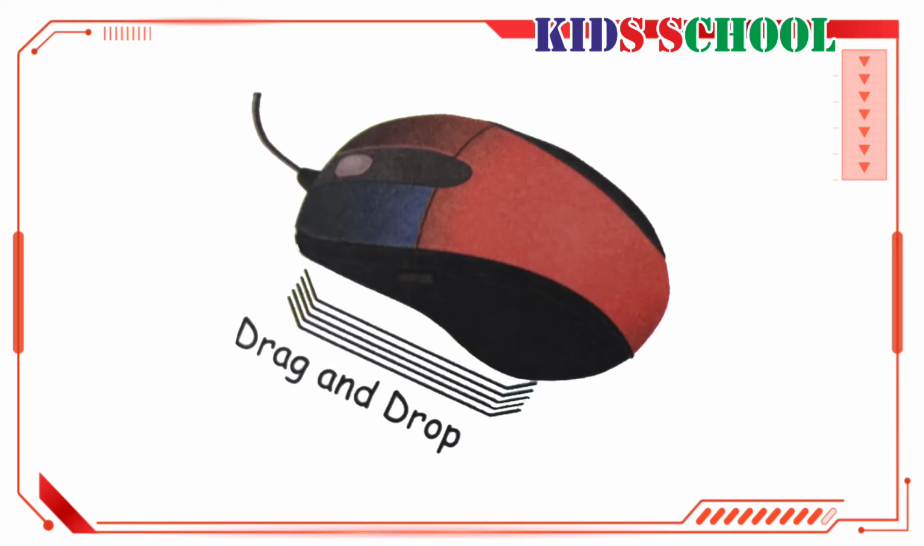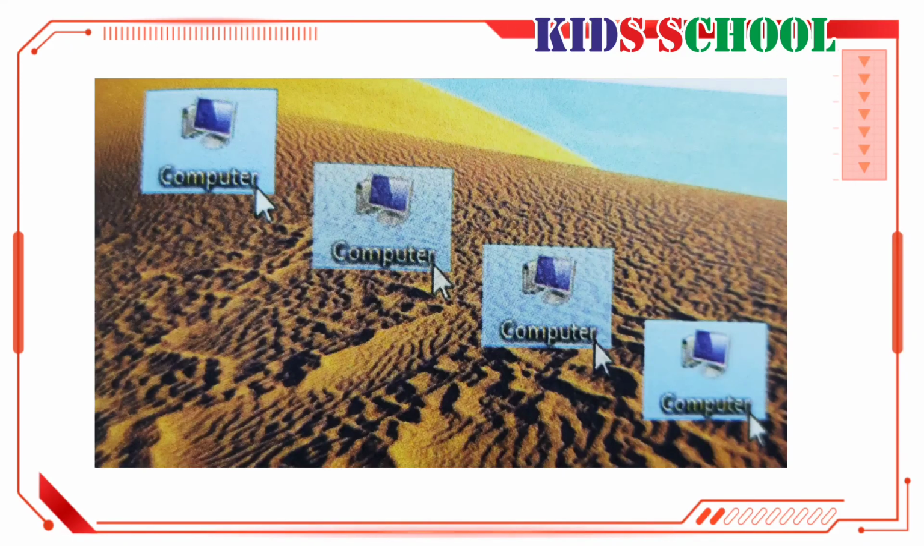Drag and drop. Drag and drop is used to move an object on the screen. Hold the mouse firmly. Position the pointer over an object on the monitor and then press and hold down the left mouse button. Still holding down the button, move the pointer to where you want to place the object and then release the button. This way you can drag and drop the object.